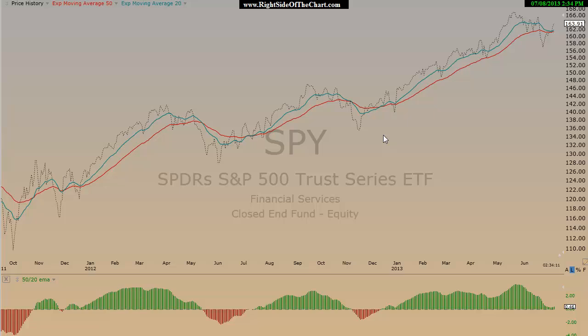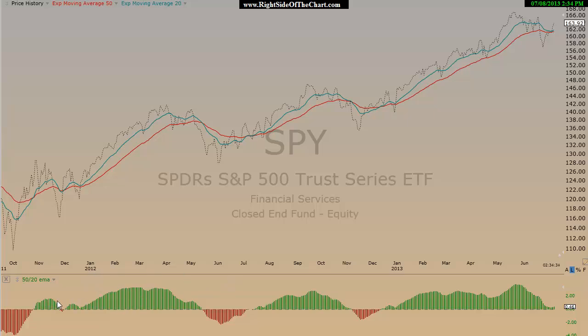We had negative divergences. There were a lot of other things, and I made a pretty good case that prices were going to break below that channel, and they did. And so a lot of the shorts were talked about up here at the top when the channel was being overthrown.